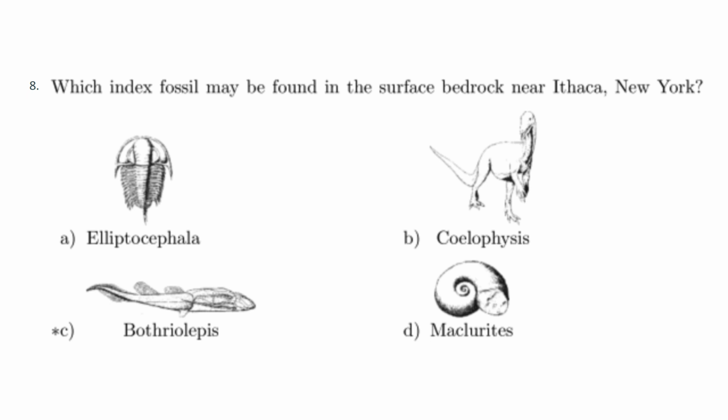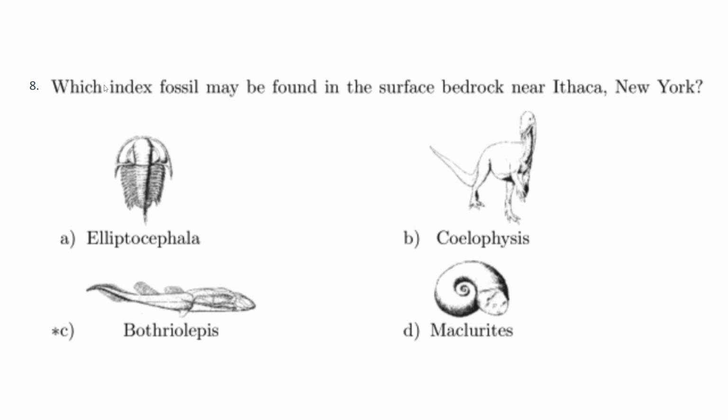Okay, so question 8. Which index fossil may be found in the surface bedrock near Ithaca, New York? The correct answer is Bothriolepis. So we just did this in reverse. This time we're given the fossil, or we see the word fossil, and we see the word bedrock, and we see a location in New York. That means we should definitely go to page 8 and 9 for the fossil, and since we see bedrock and a location in New York, we should go to page 3.